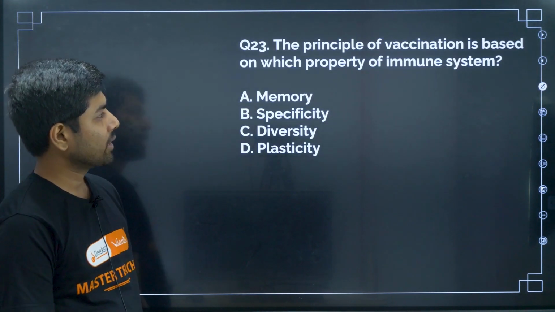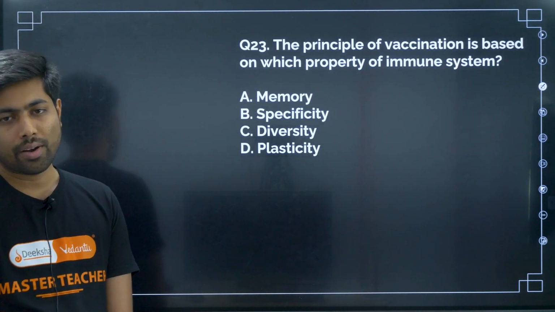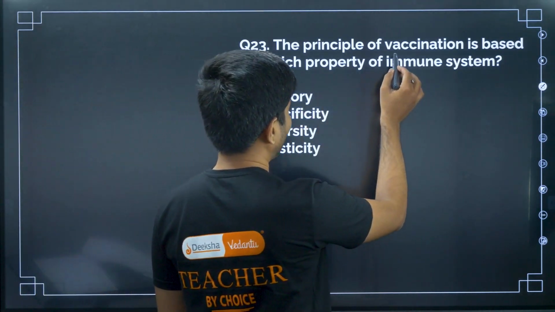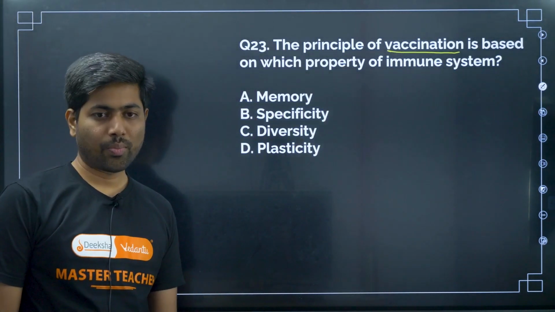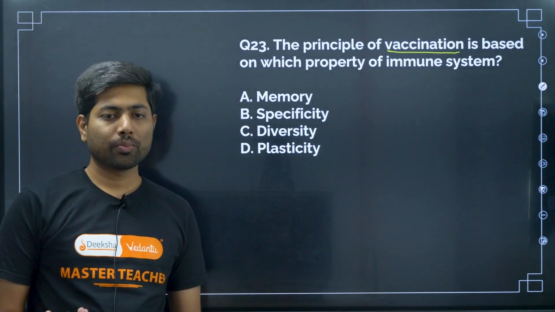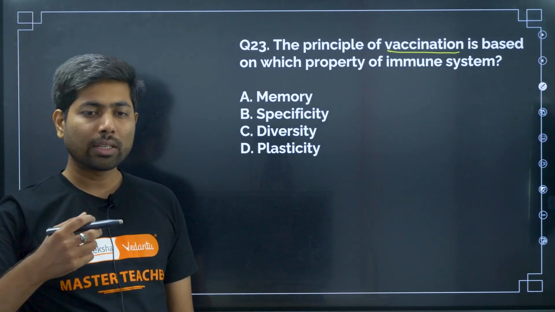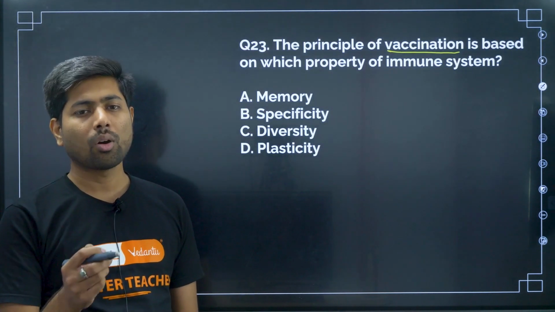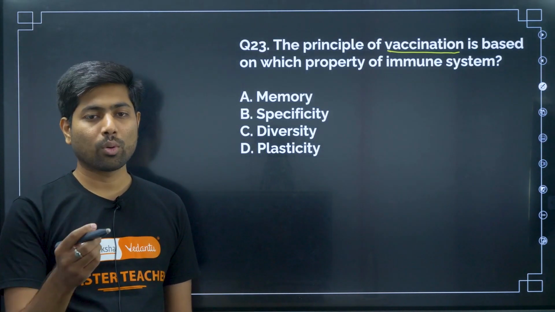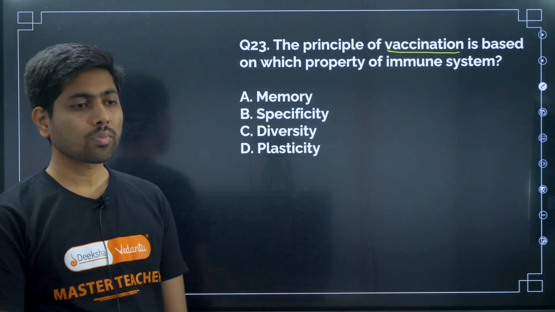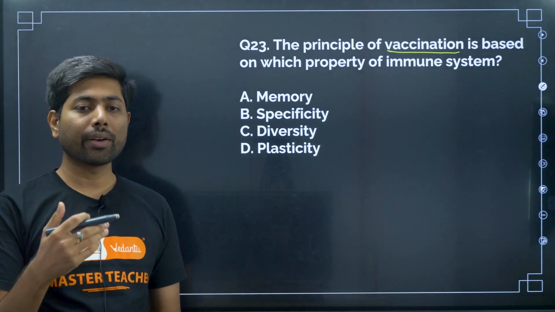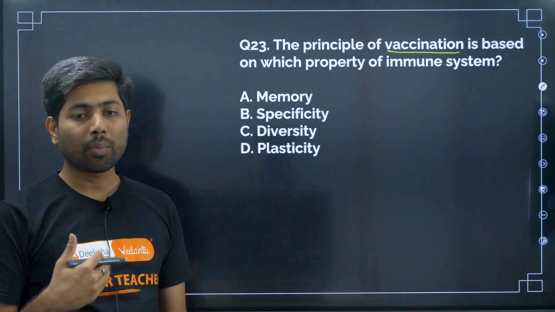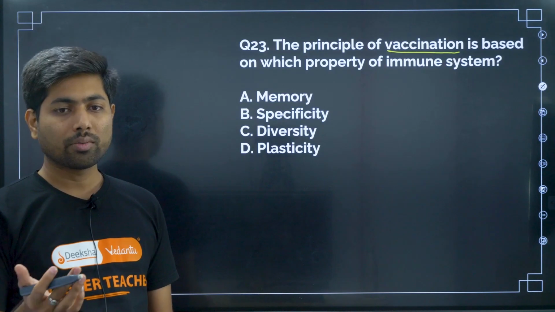Look at question number 23, the principle of vaccination, right? You've been studying it from school days. Vaccination is based on the principle of which property of the immune system? Why do they do immunization? You are injected with a very mild or dead microbes, right? That is vaccine. When these microbes or the dead particles enter your body, they will start producing antibodies, right?